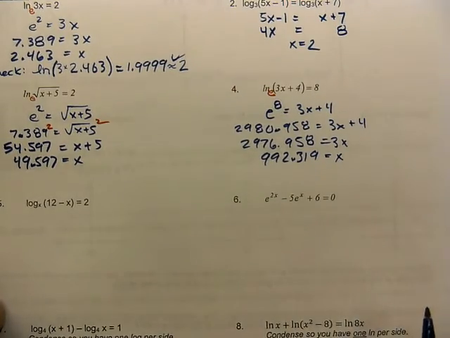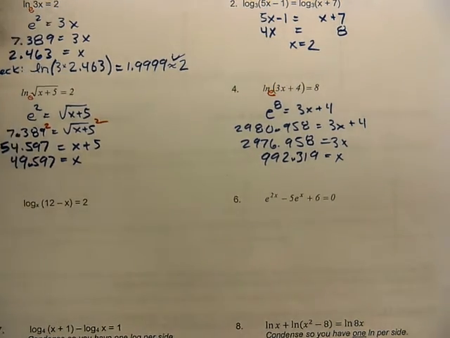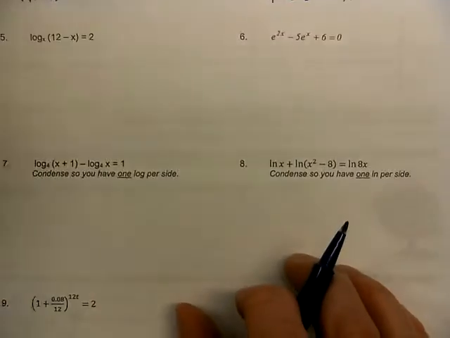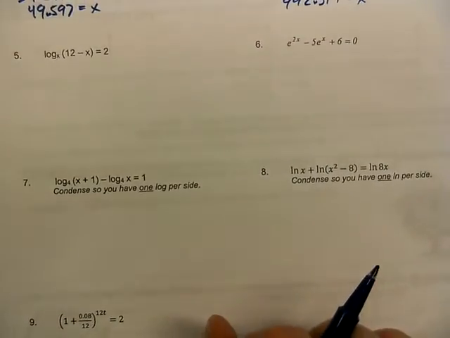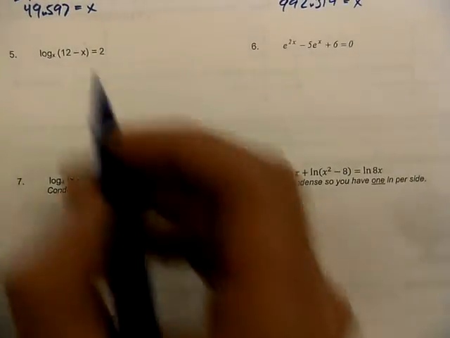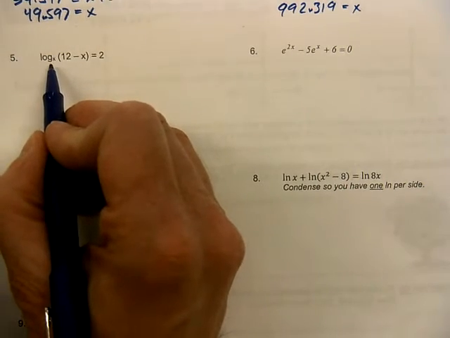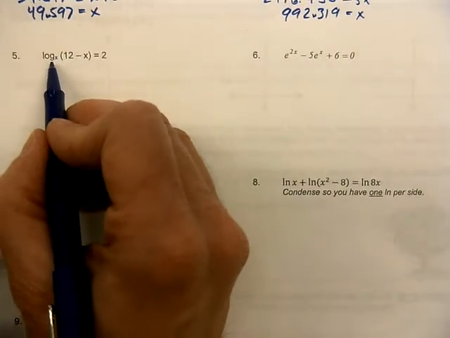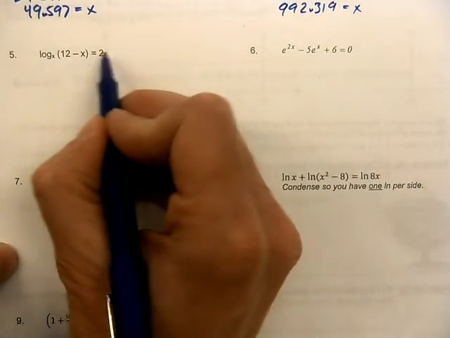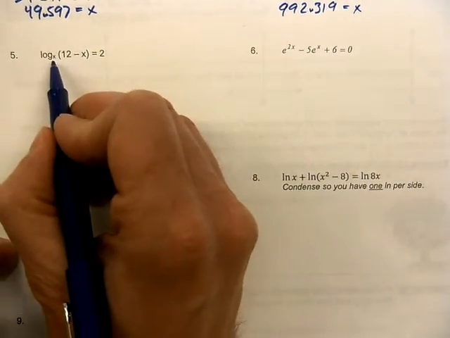These are different situations or slight changes that might look like we haven't seen them before, but we're still using the same method. So take a look at number 5. Here we have the log of base x. That's different. Our variable is the base itself of the value 12 minus x equals 2. But don't let that stop you.